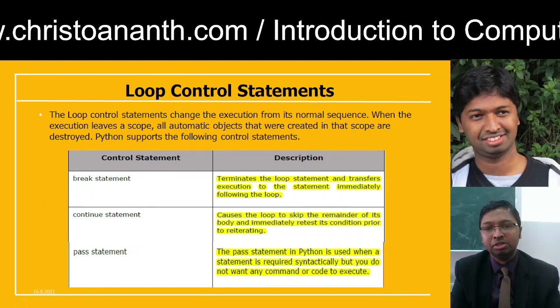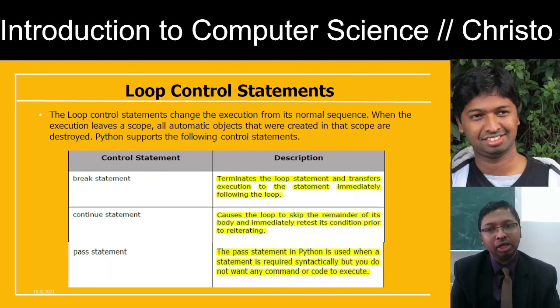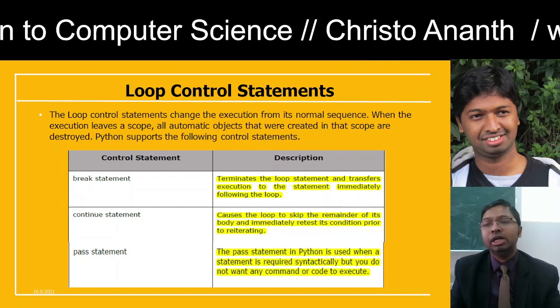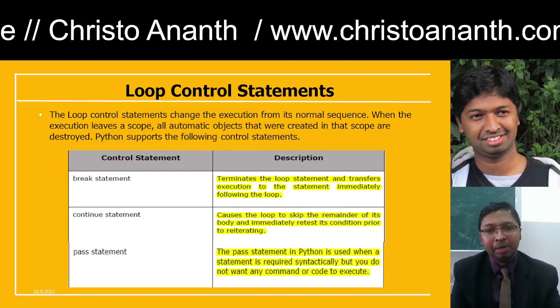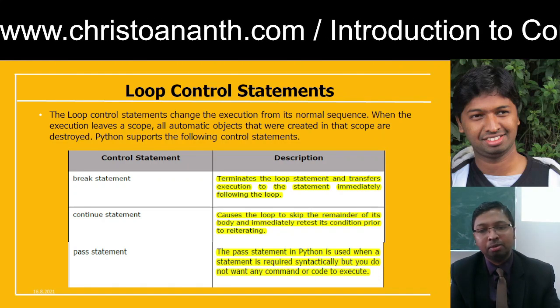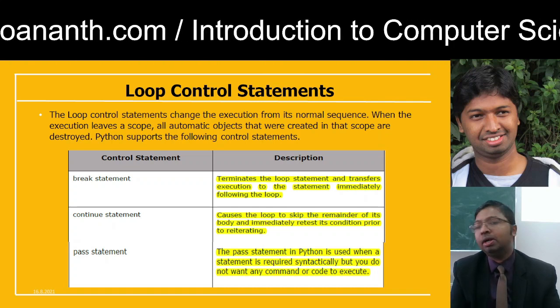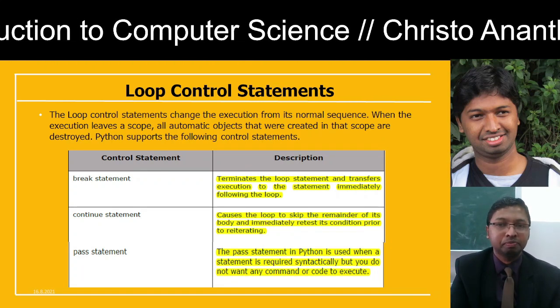Then you have the continue statement. It causes the loop to skip the remainder of its body and immediately retest its condition prior to reiterating. Then you have the pass statement. Pass is used when a statement is required syntactically but you do not want any command or code to execute.